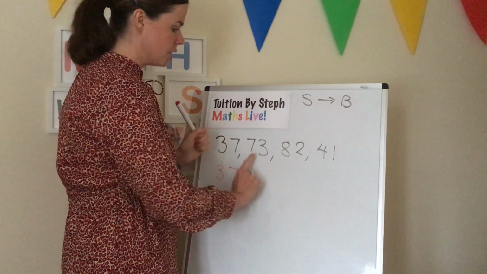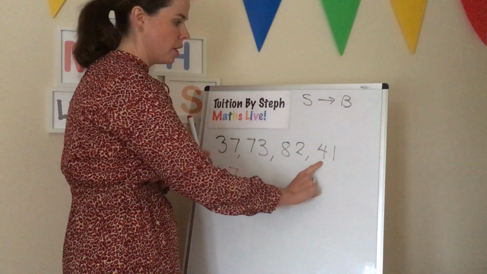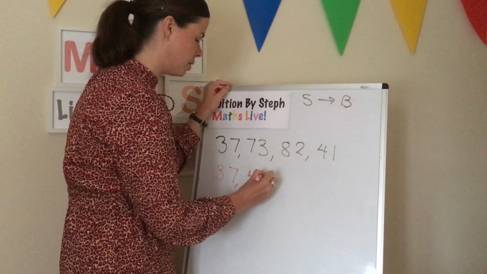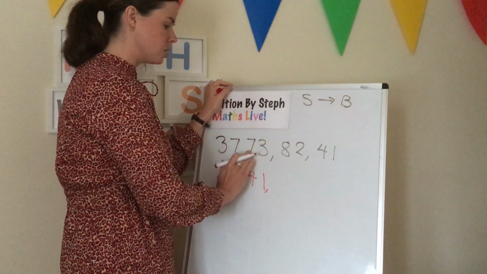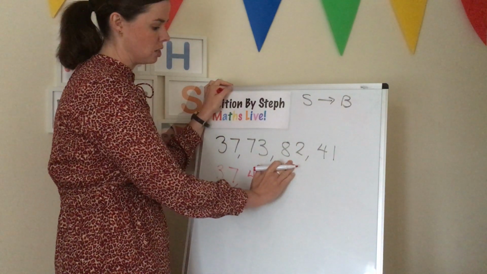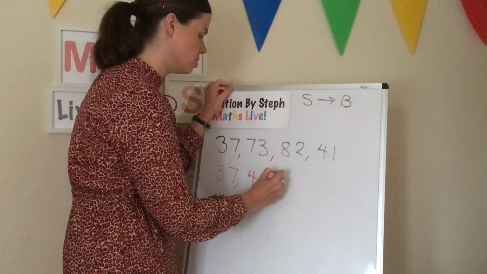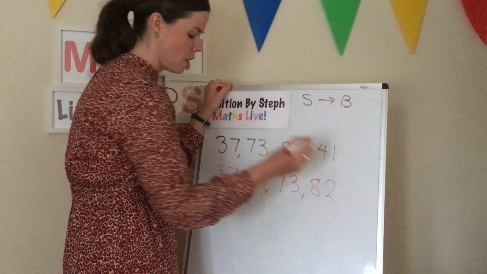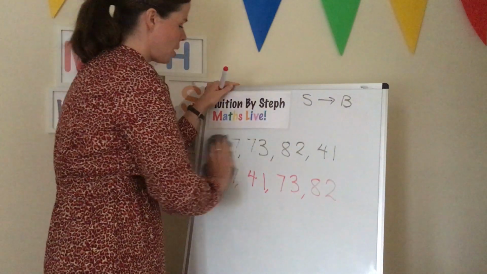Okay, we've done that one. So then we're looking at 73, 82 and 41. So 41 is the next one that goes up. And then 73 and 82, well 73 is smaller than 82 because there's only 7 tens in this number, whereas there's 8 tens in this number, 82. So I have ordered those numbers from smallest to biggest.